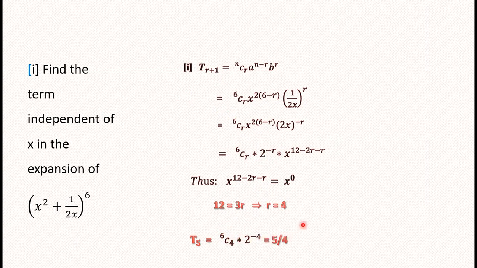I have just this one example here, but there are many examples out there. They all follow the same procedure. However, if n is small, you can still expand to find the term independent of x, but it's going to waste your time.